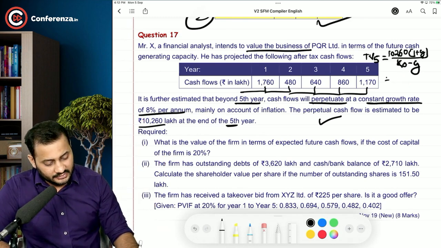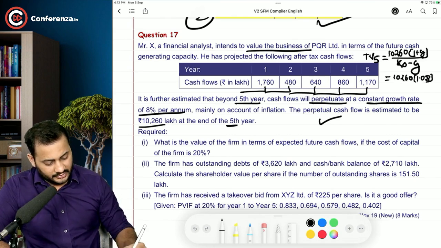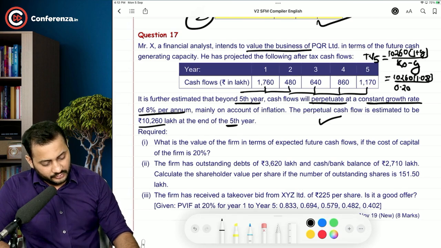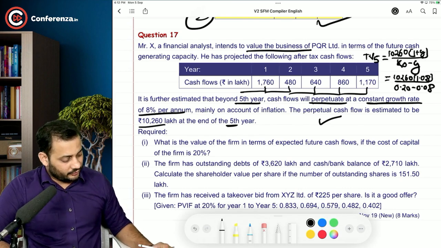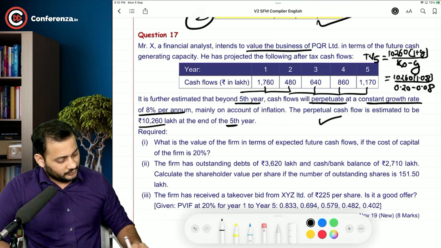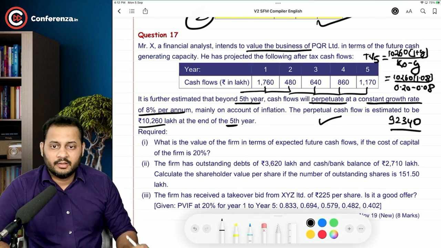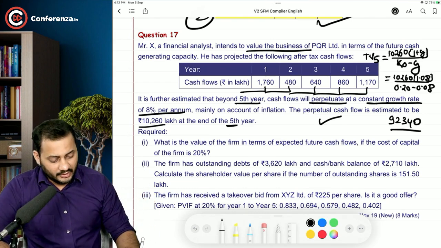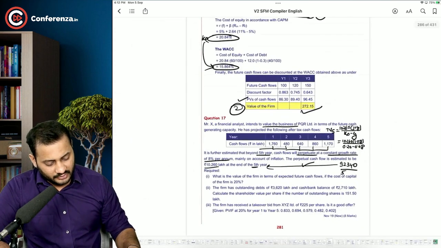So it will be like this, 10,260 into 1.08 divided by 0.12, or we can say 0.20 minus 0.08, that is 0.12. So with this you will get the market value, terminal value, that comes to 92,340. Huge amount. The 92,340 again will be discounted to present value because this is at the end of 5th year only. Let's have a look at the answer.